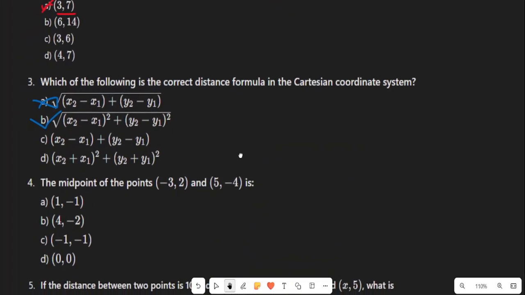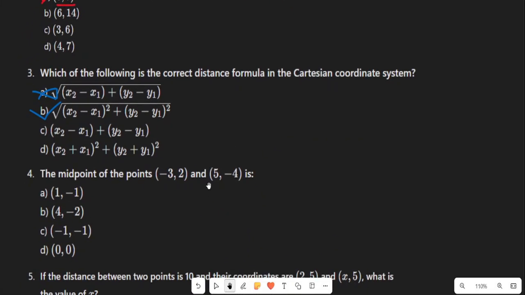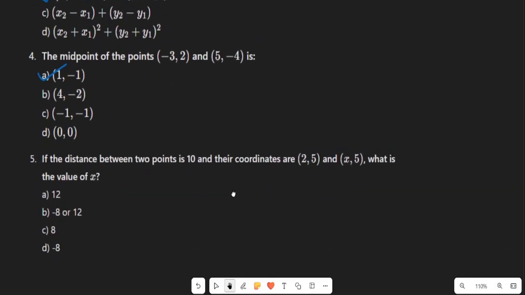Then the midpoint of the points minus 3, 2 and 5, minus 4. Let's see. Minus 3 plus 5 equals 2. 2 divided by 2 equals 1. And there is 2 and minus 4, which equals minus 2, and minus 2 divided by 2 equals minus 1. Then the answer is absolutely 1, minus 1. Then let's go to the next question.